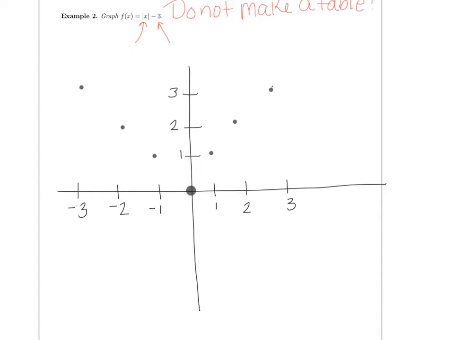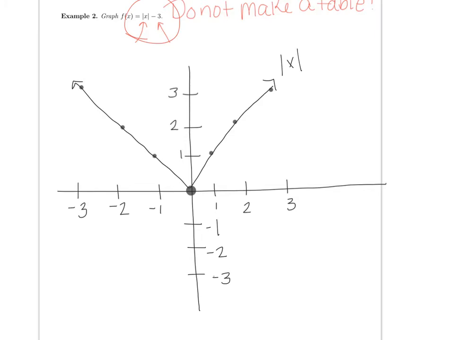So if we connect these, we've got that V shape that we saw on the first page. So this is just the original absolute value function. Now what we're going to do to graph what we want to graph, absolute value of x minus 3, is we're just going to pick up each point and we're going to move it down 3 units. So let me get some negative y values here, and I'll do this in a different color. We'll do this in red.